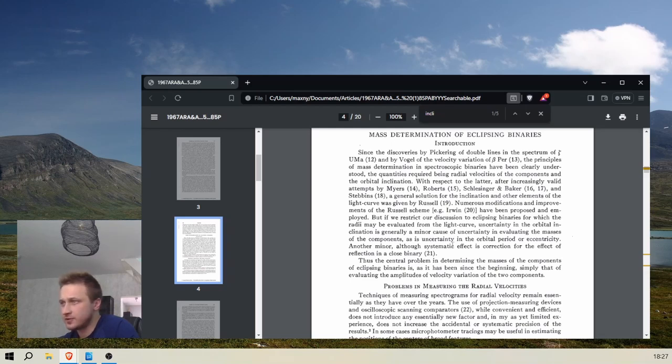Another minor, although systematic effect is the correction for the effect of reflection in a close binary. For the effect of reflection, I don't know if that means that the light reflects onto the other star in a close binary. Thus, the central problem in determining the masses of the components of eclipsing binaries is, as it has been since the beginning, simply that of evaluating the amplitudes of velocity variation of the two components.